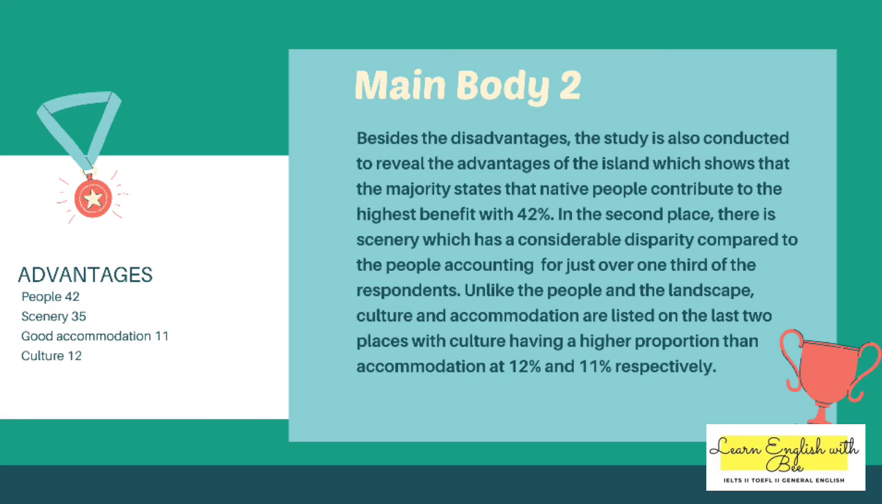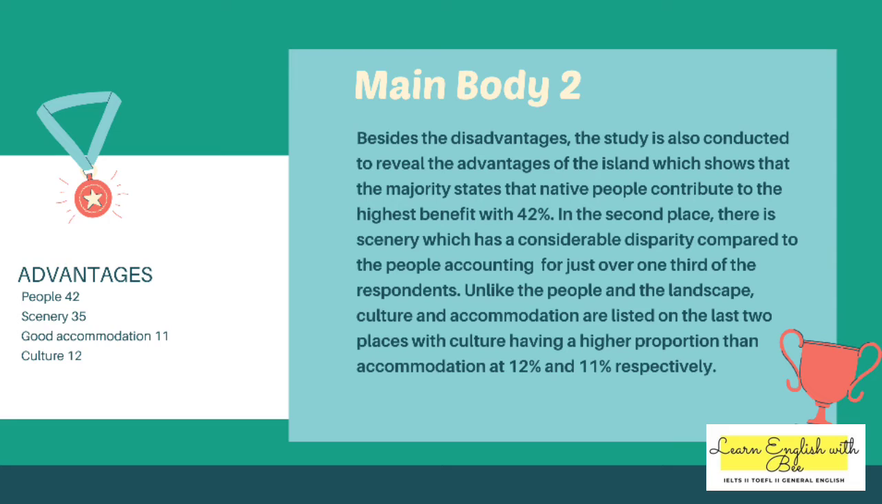Okay, on the first sentence I wrote, besides the disadvantages, this study is also conducted to reveal the advantages of the island, which shows that the majority states that native people contribute to the highest benefit with 42%. Alright, I use besides the disadvantages to connect the previous paragraph with the current paragraph. Jadi ada penggabungnya. Jadi ada koneksinya between the first paragraph and the second paragraph.